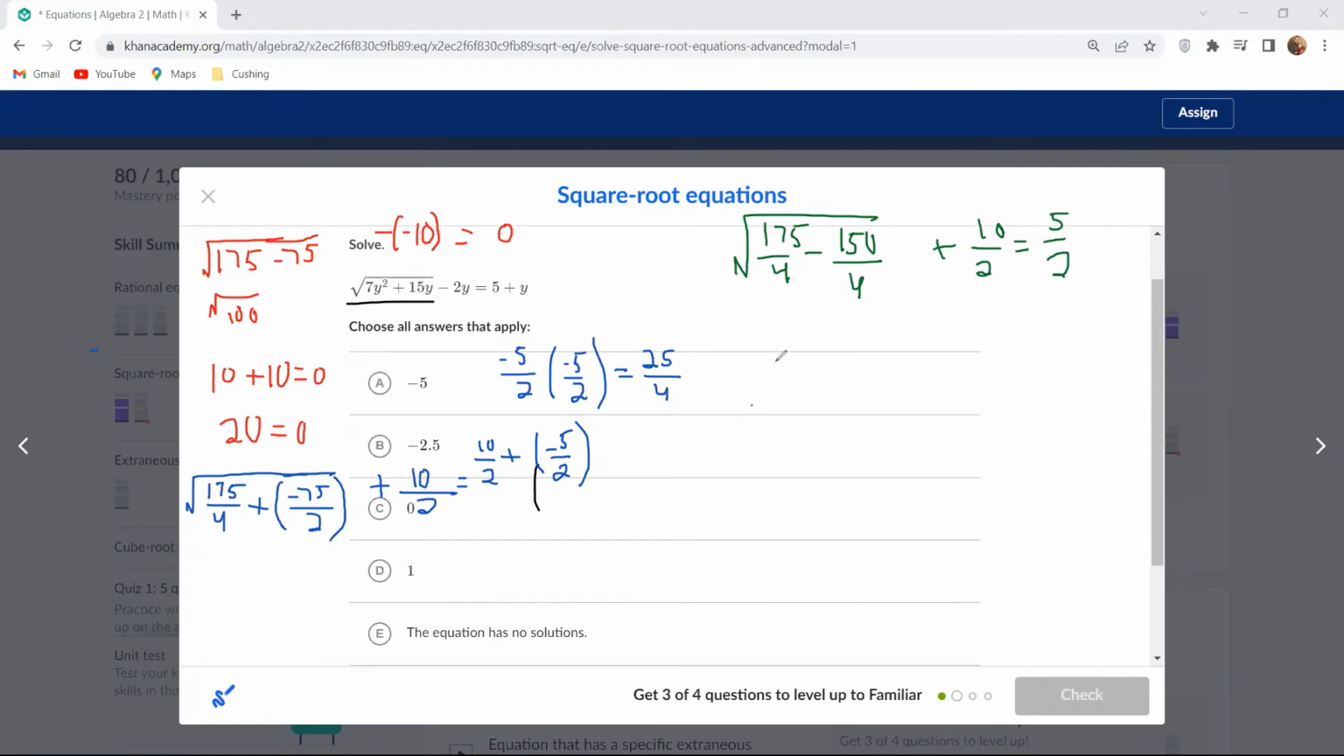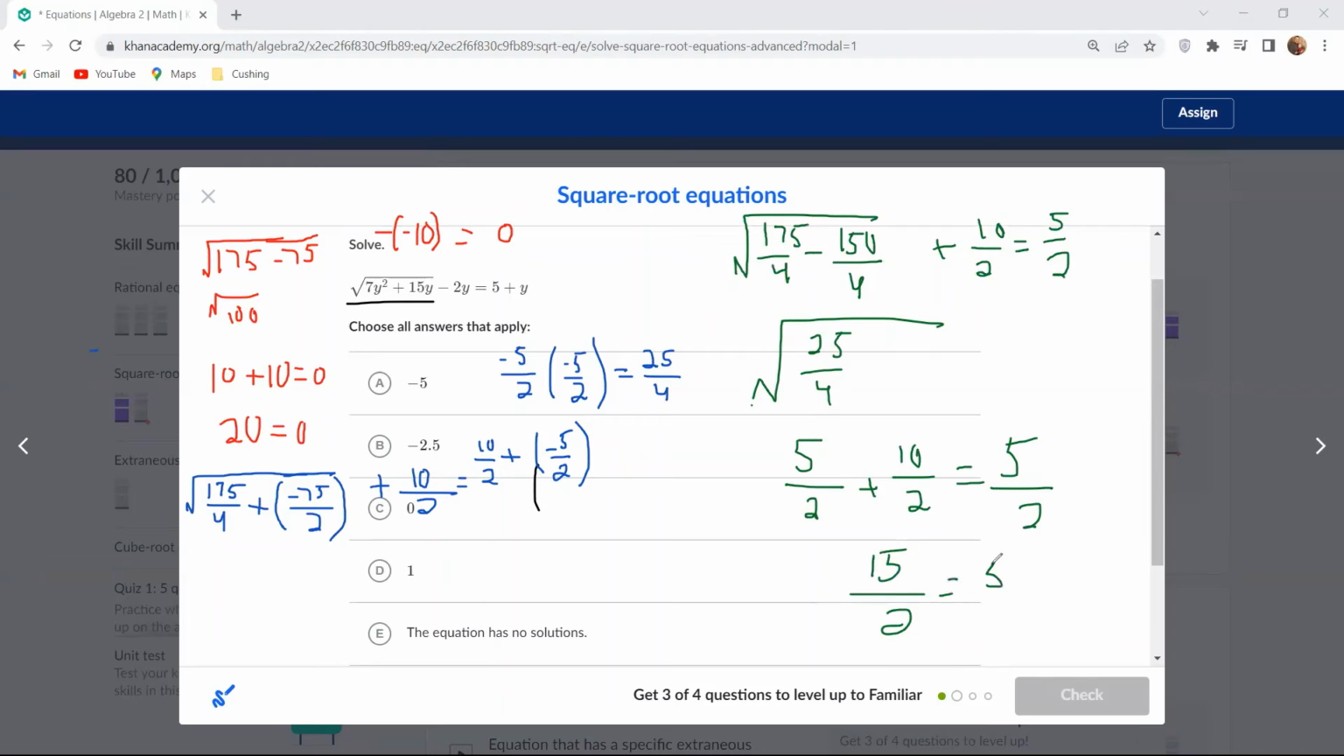All right, so the square root of this is the square root of 25 over 4. Square root of 25 over 4 is 5 over 2. The square root of 25 over the square root of 4, because you can do the square root of this over the square root of 25 over the square root of 4. So we'll get 5 over 2 plus 10 over 2 equals 5 over 2. And to me, that doesn't look right either, because we're getting 15 over 2 equals 5 over 2.